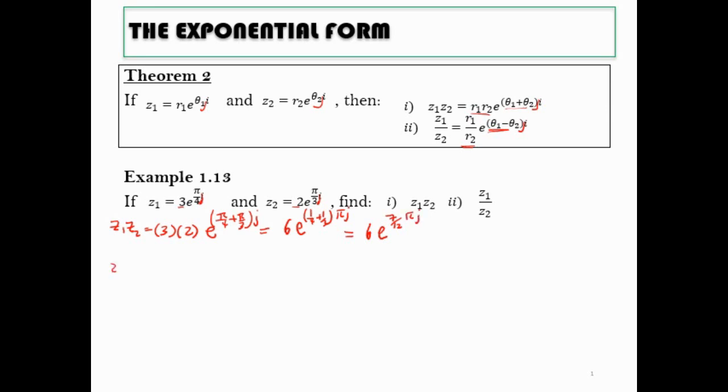Okay, if we want to divide z1 divided by z2, it will just be 3 over 2 exponent pi over 4 minus pi over 3 j. So the same thing, if you're confused, you factor out the pi first. So it will be 1 over 4 minus 1 over 3 times pi j. So the answer will be exponent negative pi over 12 j. Okay, that's it. Just leave the answer like that.